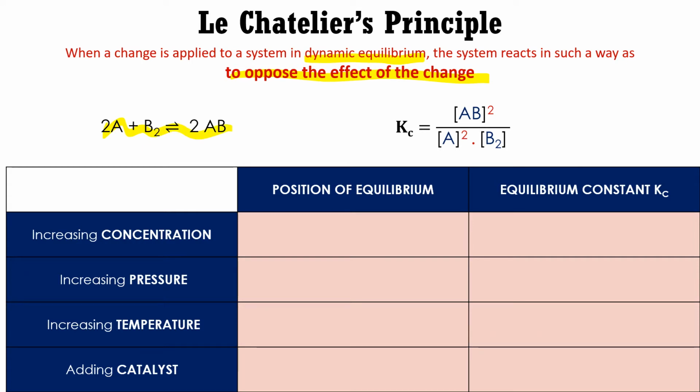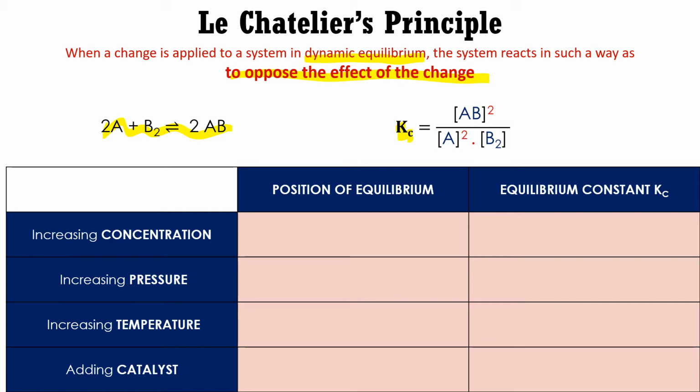Let's check this reaction. We have here 2A plus B2 giving 2AB, and this is a reversible reaction. They're already telling us that it is a dynamic equilibrium. We have here Kc, which is the equilibrium constant: the concentration of the product to the power of its coefficient over the concentration of reactants to the power of its coefficient. Okay, let's check the conditions, or the questions, that we should care about.